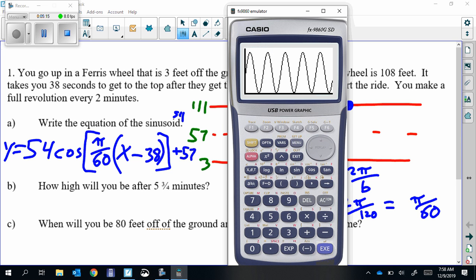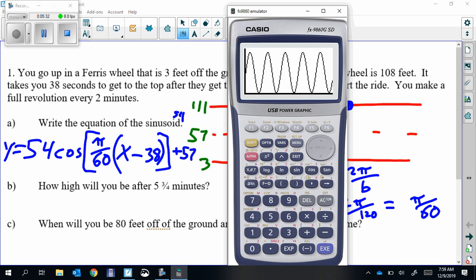So once you get your window set, you see the graph. It looks like it should. Right up here at the top, that's where we started at the 38 seconds, or at least it should be. That should be 2 minutes, 2 minutes, 2 minutes, 2 minutes. That seems to make sense.